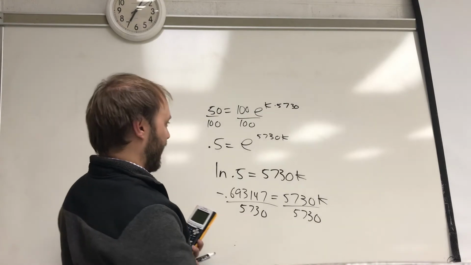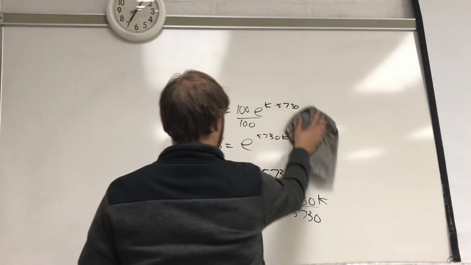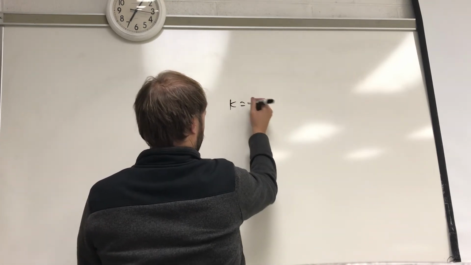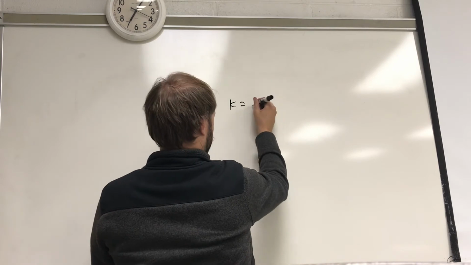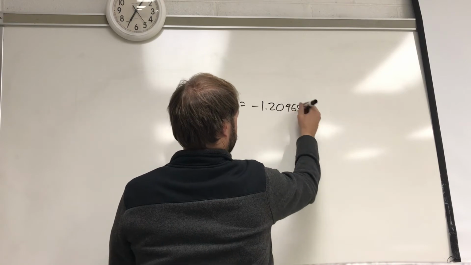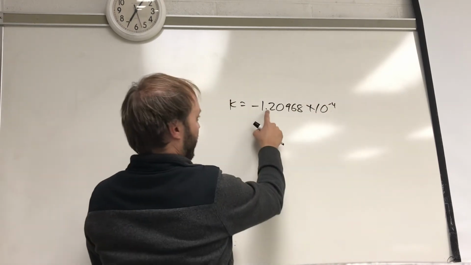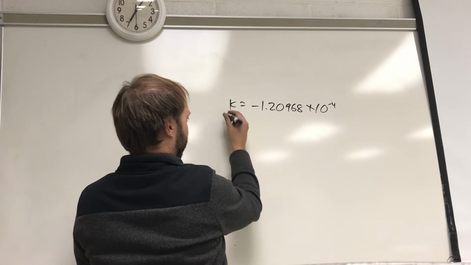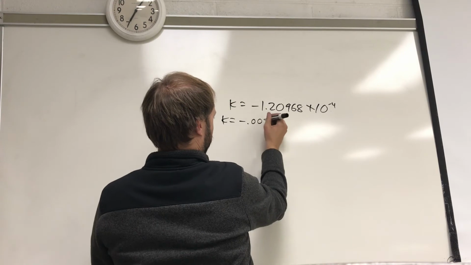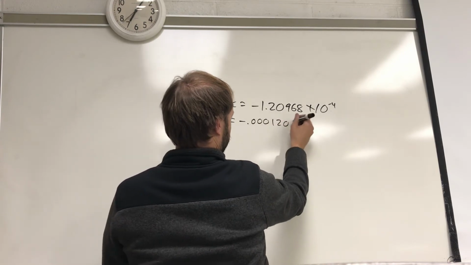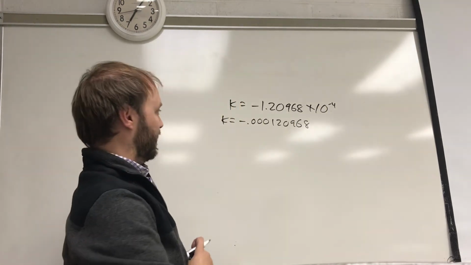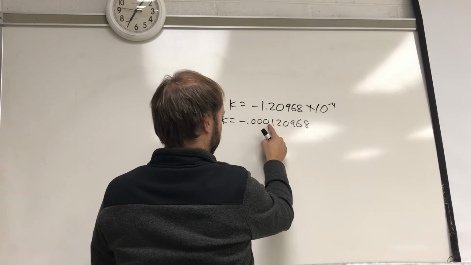So anyway, we can back up here now, and we pretty much just take all of this out of here. So my k value, my decay constant, is about negative 1.20968 times 10 to the negative fourth power. That means I can move the decimal 4 places left. K is going to be approximately negative, what is that? It's going to be 3 zeros, right? 0.00120968. Again, I'm leaving it in my calculator. I'm just going to write down a few things here so you can kind of see what I'm doing. 1, 2, 3, 4 decimal places there.